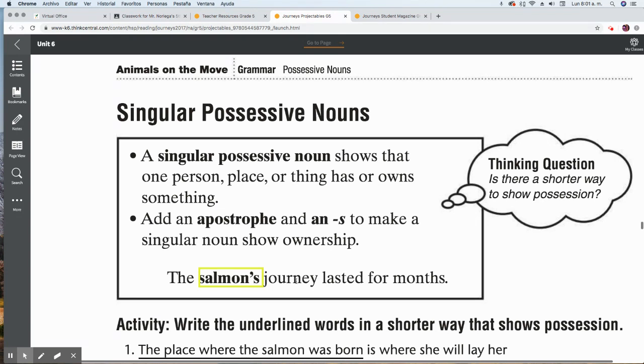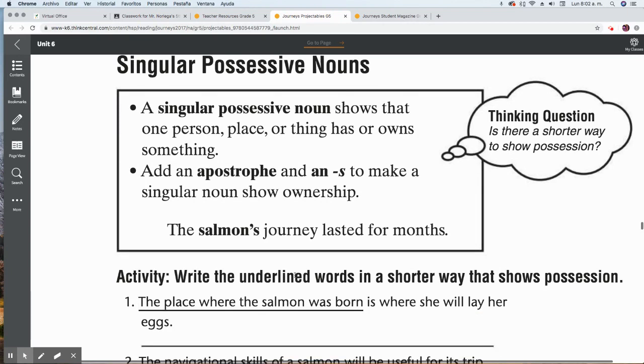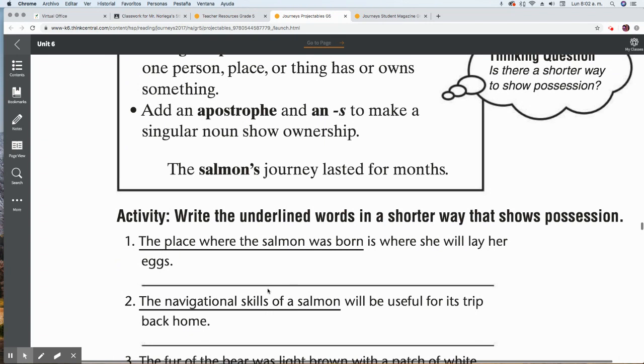It's very simple to come up with a singular possessive noun. The only thing that we need to do is to add an apostrophe and the S and to look for the word that will be owned by the singular possessive noun. In this case, like I said, journey is owned by the singular possessive noun salmon's. The singular possessive noun will always come before the other word that shows what the possessive noun owns. All right, so let's go over the examples right here.